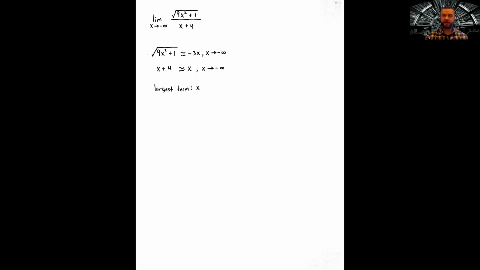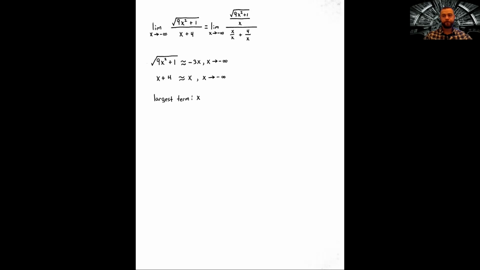So we'll divide everything, again, by x. Same as before. And now we're left simplifying the square root of 9x squared plus 1, all divided by x. The only difference is what that simplifies to. And now we're going to use that the square root of x squared cancels to negative x.